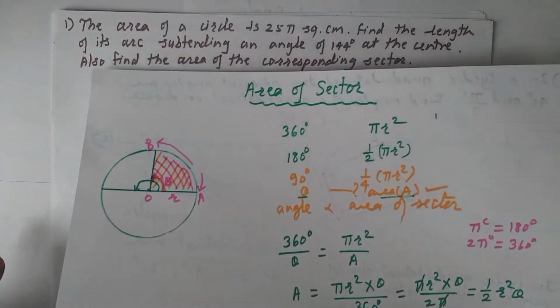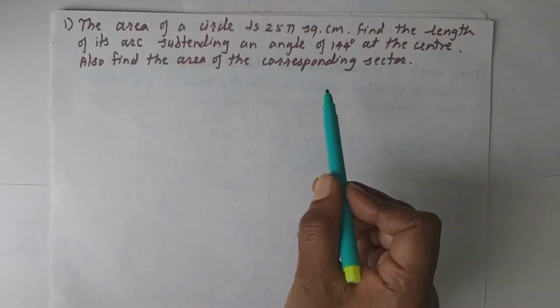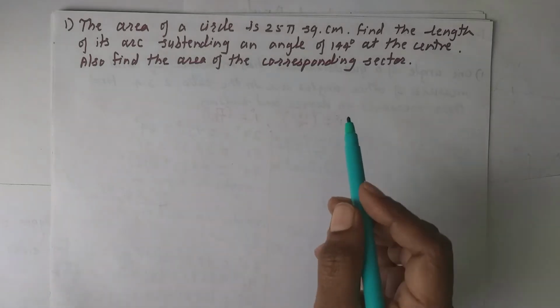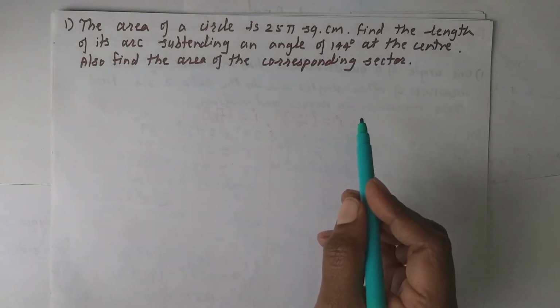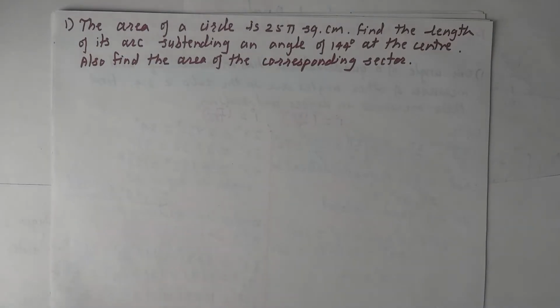Just see the first problem. The area of a circle is 25 pi square centimeter. Find the length of its arc subtending an angle of 144 degrees at the center. Also find the area of the corresponding sector. Okay. What is given here?